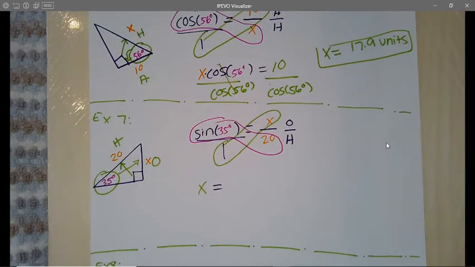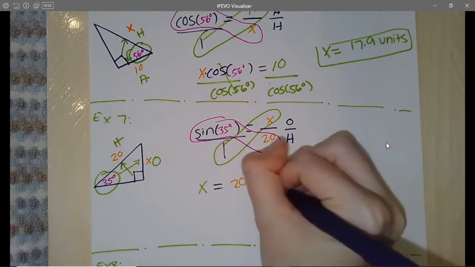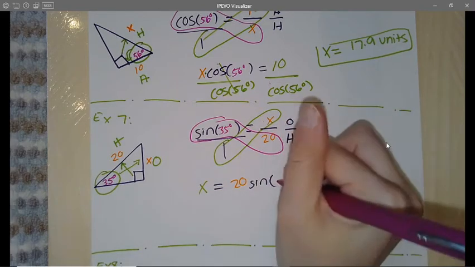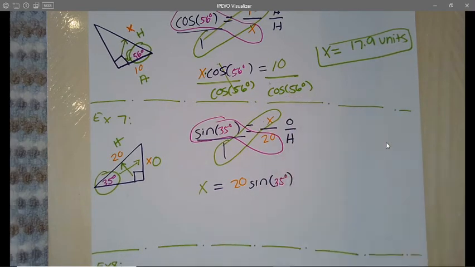So it would be 20 sine of 35 degrees. And guess what? I've already solved for x.